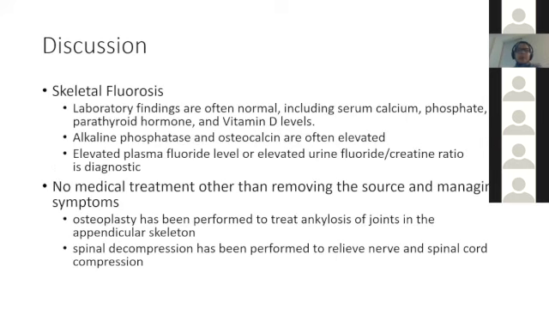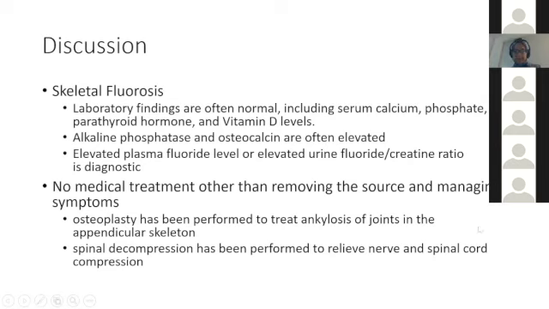So in skeletal fluorosis, the lab findings are often normal, including serum calcium, phosphate, parathyroid hormone, and vitamin D levels. Alkaline phosphatase and osteocalcin are often elevated. An elevated plasma fluoride level or elevated urine fluoride to creatinine ratio is diagnostic. There is no medical treatment other than removing the source and managing symptoms.